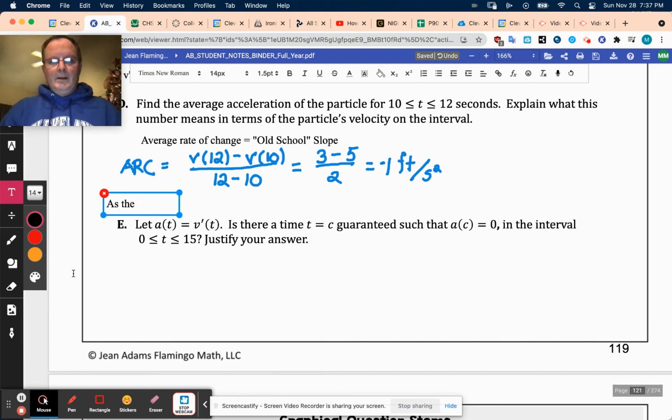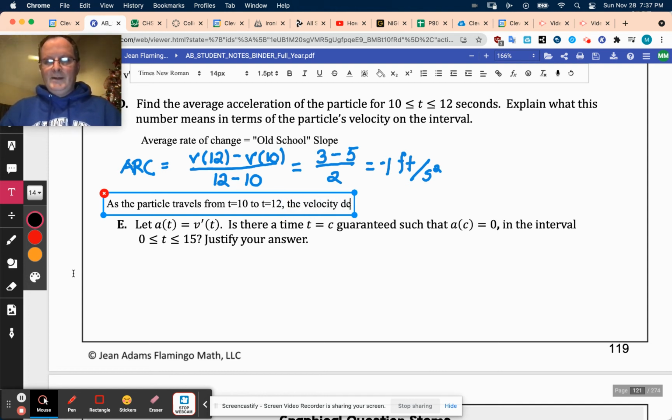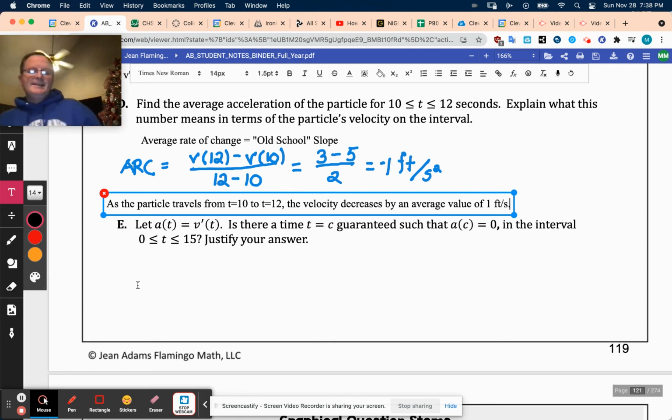As the particle travels from t equals 10 to t equals 12, the velocity decreases by an average value of 1 foot per second. Something along those lines. All right, and then it says, okay, let the acceleration equal the derivative of velocity.